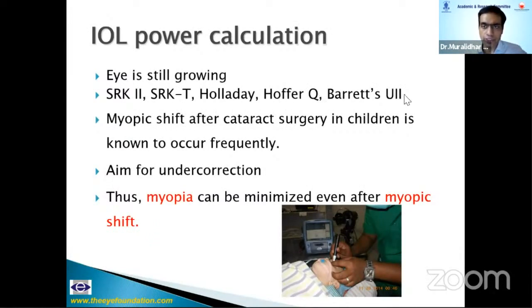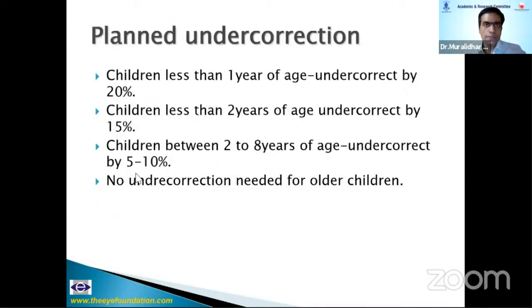So remember that the eye is still growing. I have shifted recently to using the Barrett's Universal 2 formula. And because of myopic shift, you need to do keratometry and you need to have the axial length done for every child. For older than 2 years, generally we get the IOL master. And for less than that, you need to do it under short general anesthesia.